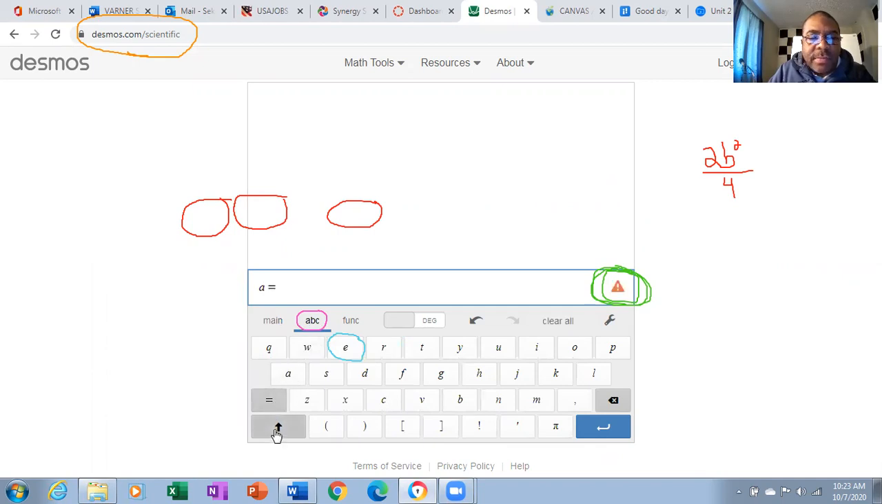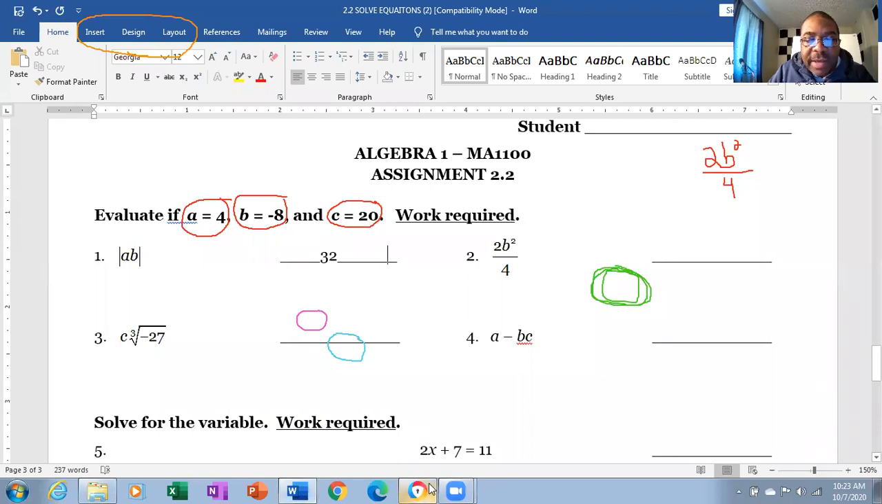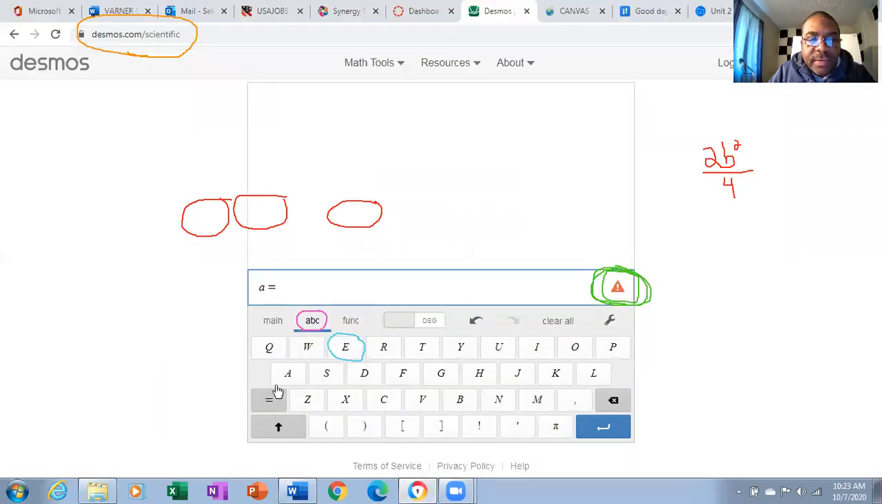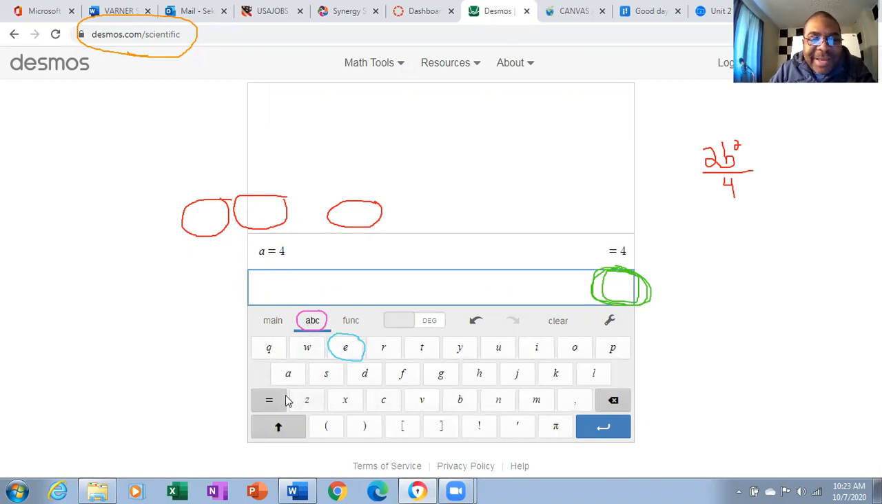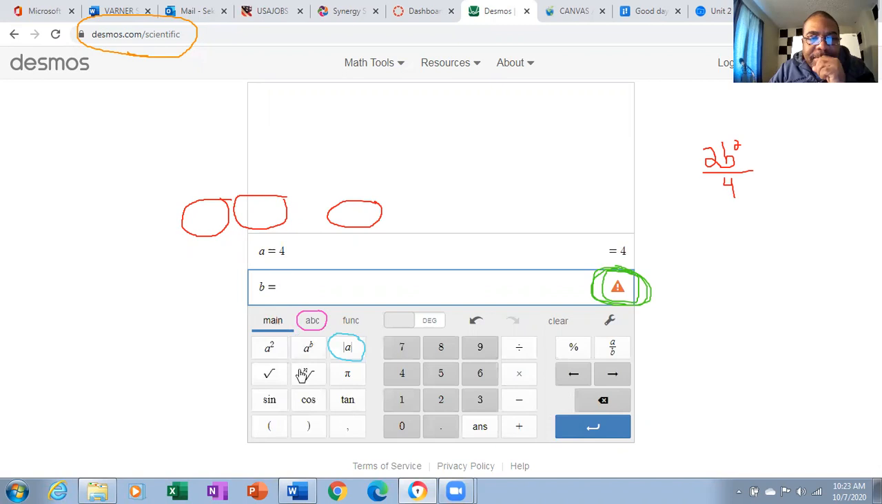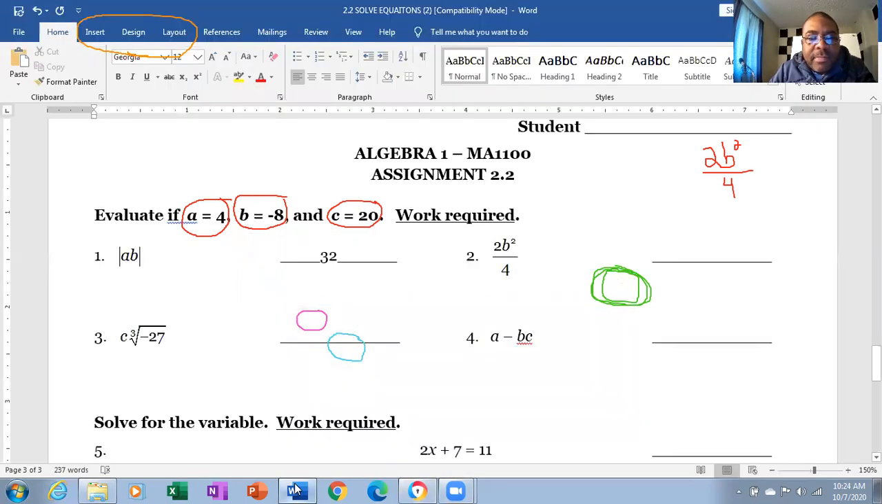So A equals what? What does A equal? A equals 4. If you hit clear all, it'll mess you up. So don't hit clear all. All right, so B equals a negative number, right? B equals -8.